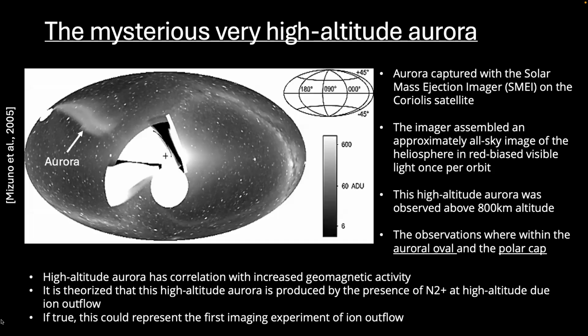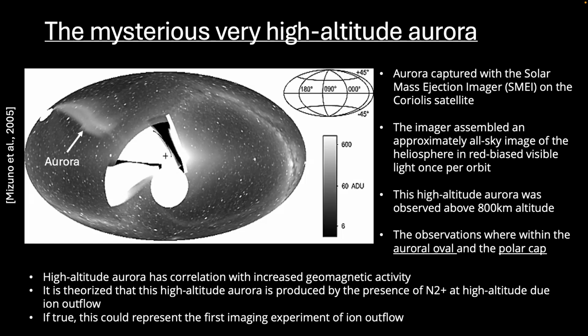You might know this better than I do, but let me tell you that as an auroral scientist, the high altitude aurora to me is very mysterious. So the observations of the high altitude aurora have been made with the SME instrument on board of Coriolis. And this is a white light imager. And what you are seeing here in the image, with the arrow, I'm pointing at the aurora observed by the instrument. This is very high altitude. This is above 800 kilometer altitude.